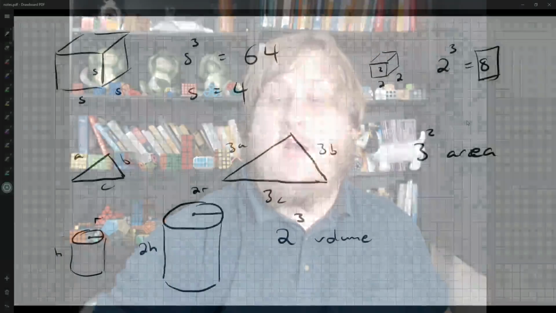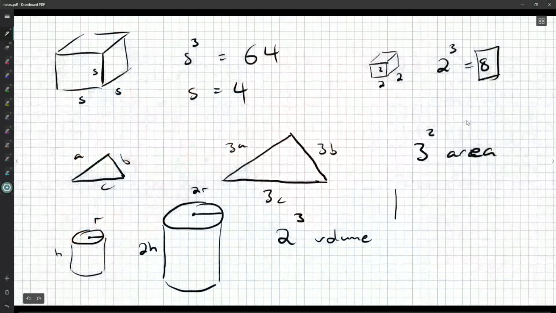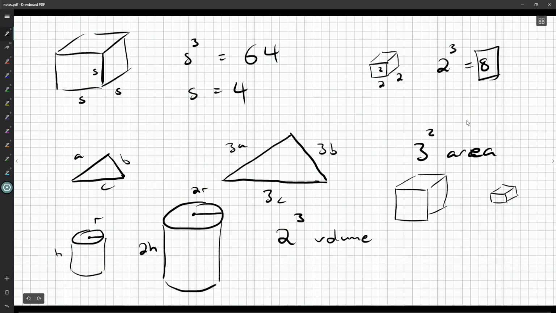But if somebody came along and said, I've got a cube, and I created a brand new cube by halving each side, what's going to happen to the volume? Well, it's going to be 1/2 cubed the original volume, and that'll be 1/8 the original volume. And what was the original volume? 64. And 1/8 of 64 is 8. The same 8 we got up here.